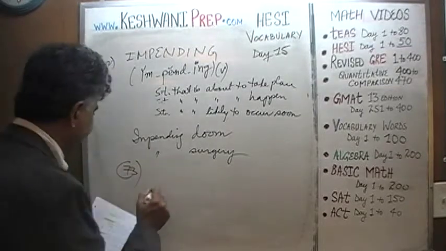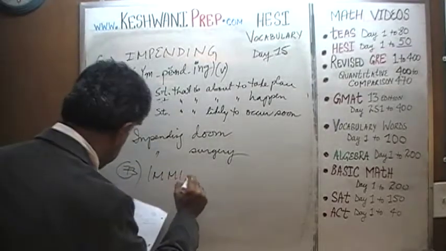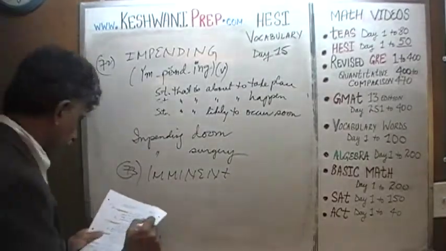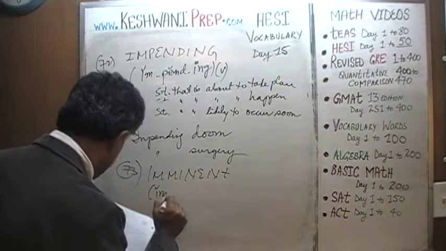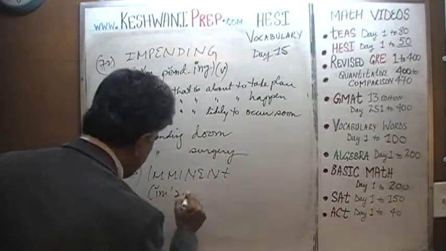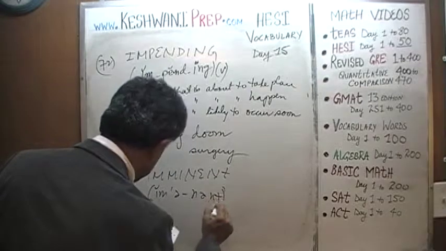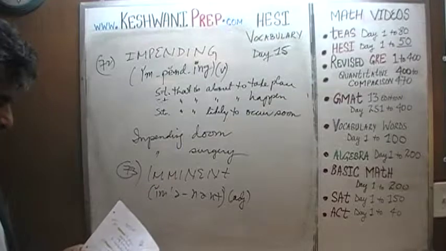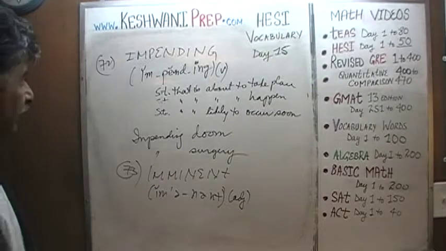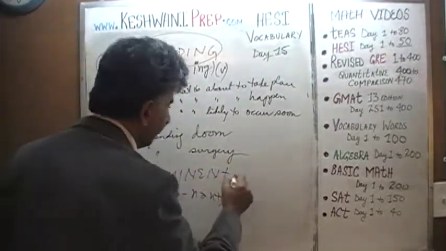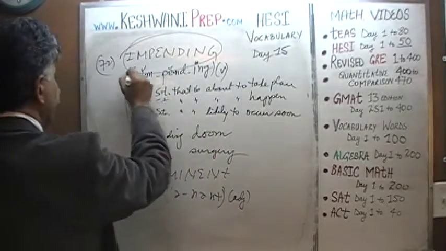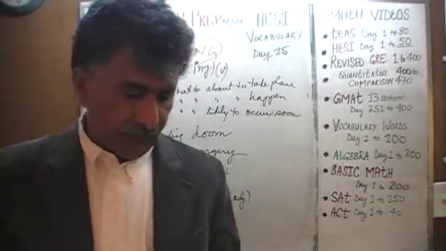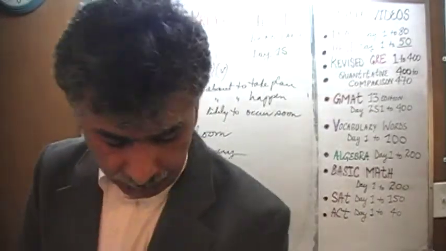Number 73, we have imminent. Imminent. It's an adjective which happens to be a synonym of impending. That's all it is. As simple as that, they are synonyms. So we don't have to write anything there. It means exactly what impending means.